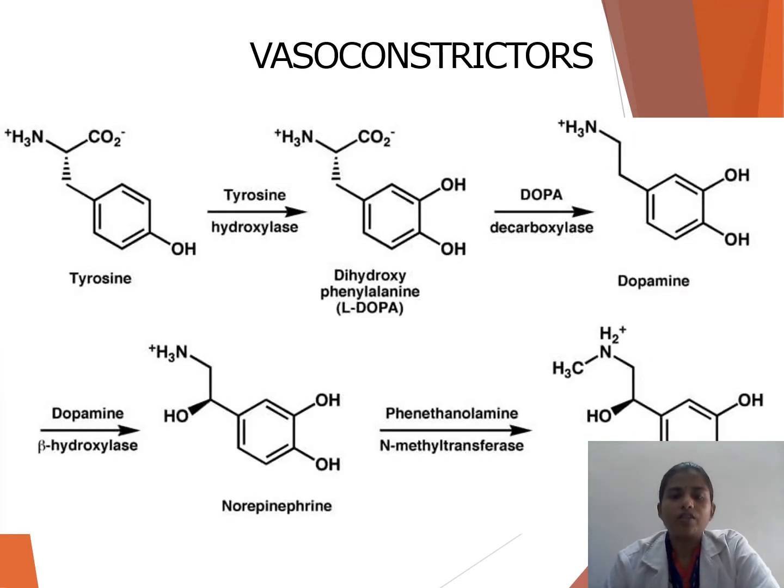In this slide, we'll see about vasoconstrictors and how they are produced. Tyrosine, in the presence of tyrosine hydroxylase, is converted into dihydroxyphenylalanine, that is L-DOPA.